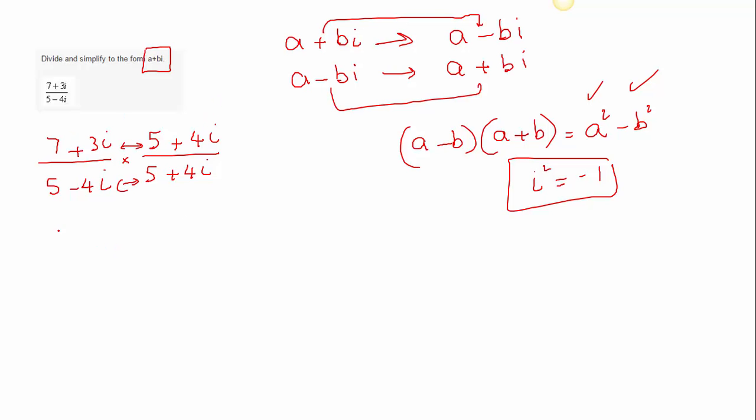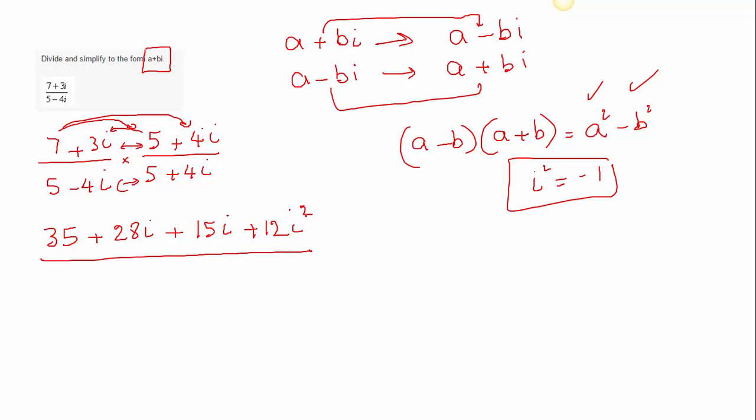Okay, let's multiply straight across. 7 times 5, 35. So we start by 7 times 5. Then we multiply 7 times 4i, 28i. Then you multiply 5 times 3i, 15i. And 4i times 3i is 12i squared. So we finished foiling the numerator. Let's go ahead and foil the denominator.